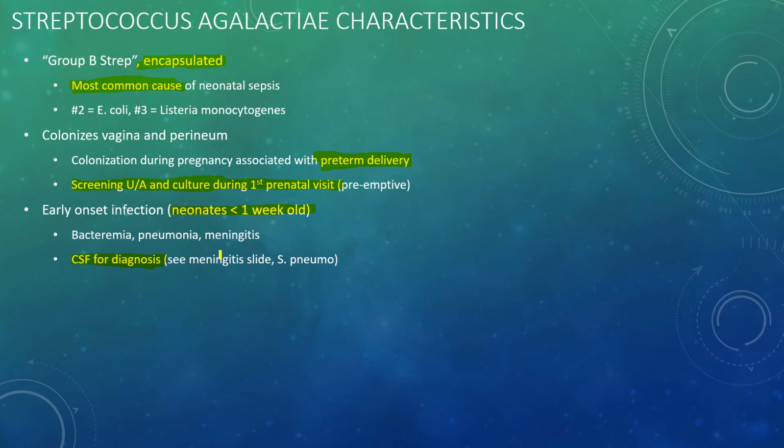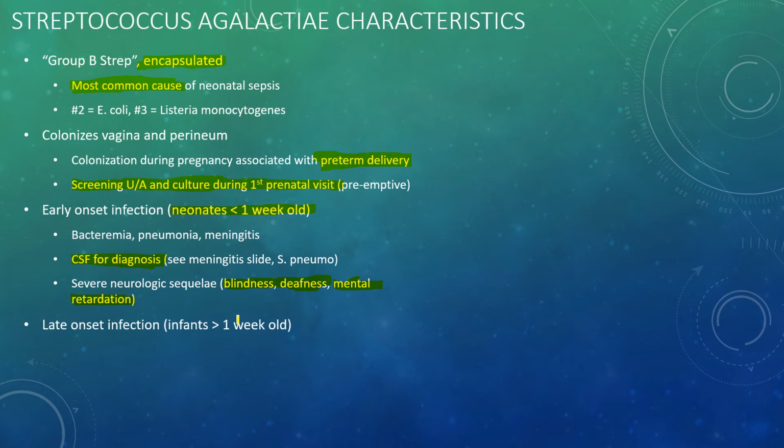And we've talked about all of this in the strep pneumo meningitis slides. We won't go into it again, how you diagnose it and what the features are, but the CSF will be the place where you culture to look for the meningitis. The problem with these bacteremia, pneumonia, and meningitis is they can lead to many severe complications. Especially the meningitis can lead to severe neurologic problems, such as blindness because the optic nerve is damaged, deafness because cranial nerve 8 is damaged, and even mental retardation due to damage to the meninges and the central nervous system.